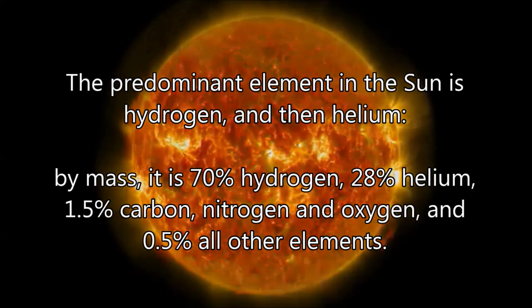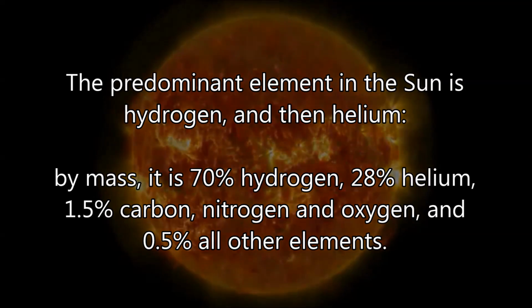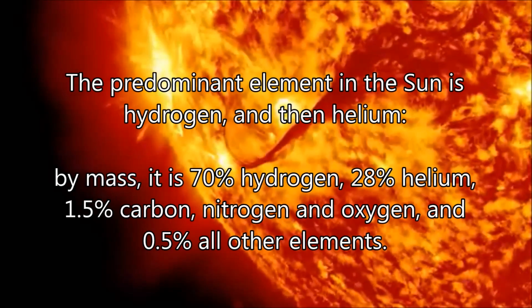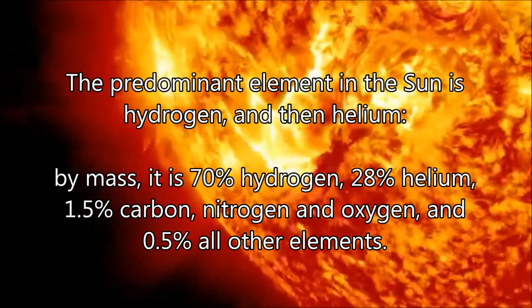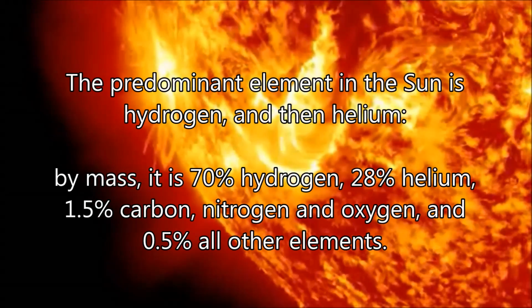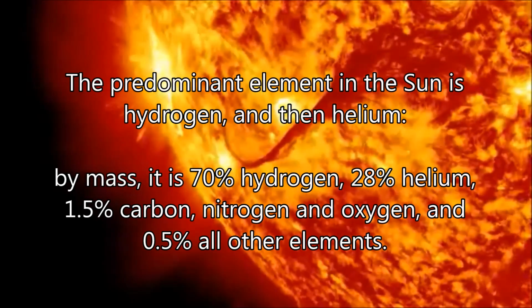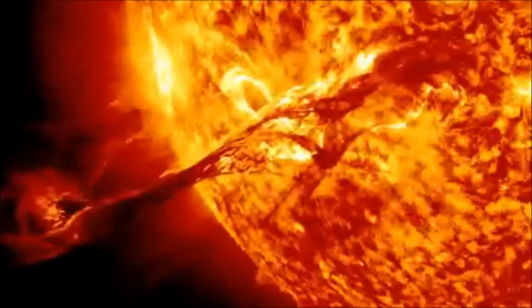The predominant element in the sun is hydrogen, and then helium. By mass, it is 70% hydrogen, 28% helium, 1.5% carbon, nitrogen, and oxygen, and 0.5% all other elements. Sunlight Lunar. See me now? My name is Sunlight Lunar.